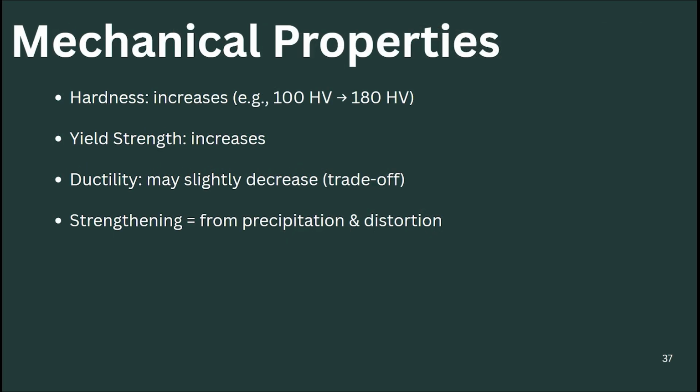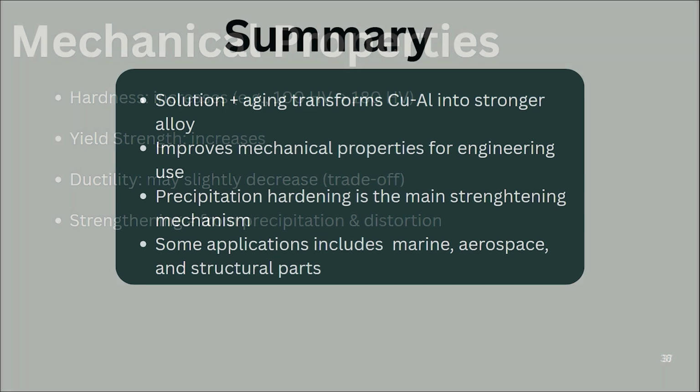As a result, the hardness can increase from around 100 to 180 Vickers, and yield strength also improves. There may be a slight trade-off with ductility, but the overall strength and wear resistance are greatly enhanced due to both precipitation hardening and lattice distortion.